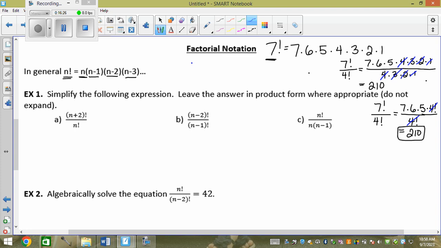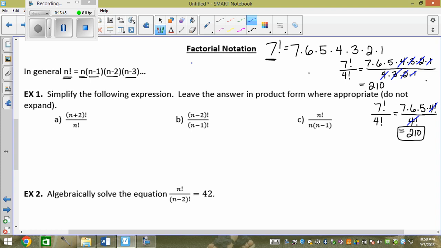So here it says simplify the following expression. Leave the answer in product form where appropriate. So do not expand. Product form just means when you have two factors side by side and you don't expand them. So if you have two binomials, you normally would FOIL with your acronym, right? We're just not distributing them. We'll just leave them as brackets for now.